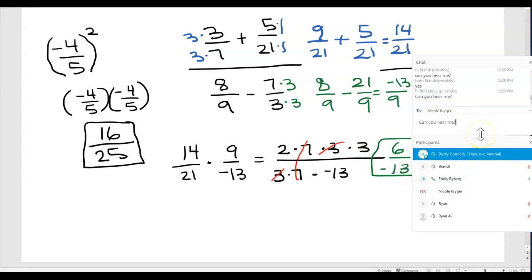And it still should work out to be the same, but so did you get to 14 over 21 and then 9 over negative 13? No, the negative only stays with one number or the other. So you put it on the top or the bottom, but not both. So it doesn't matter if you could have negative 9 over positive 13. That's the same thing. But make sure you don't put it with both.